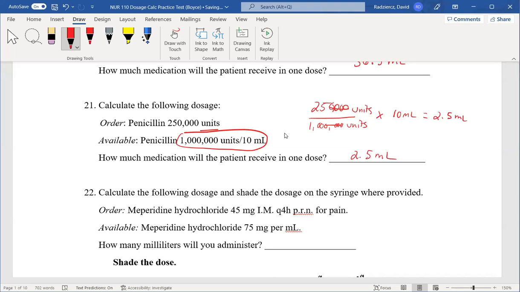Now, the thing that's interesting about this question is it didn't indicate whether it's an injectable or an oral solution. Didn't say anything like that. But by process of elimination, anytime they give you milliliters in the concentration, that's your clue that a milliliter will be what your dose will be administered in. And then I think this is an injectable.